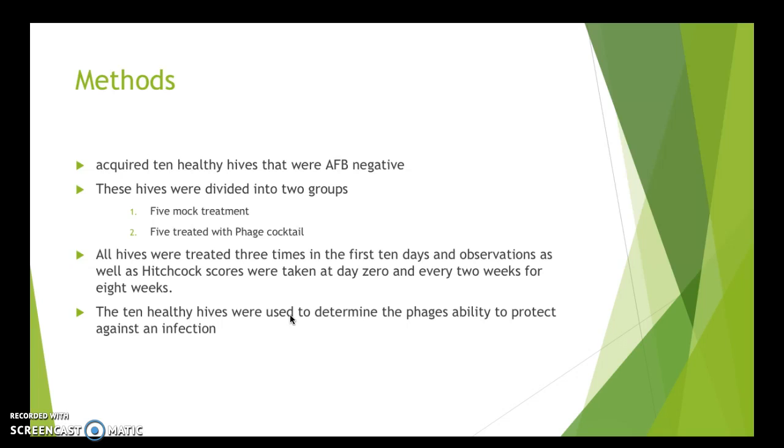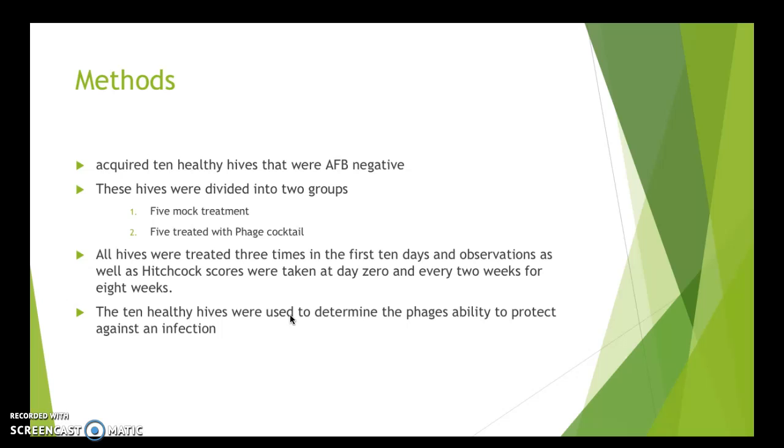Once the phage cocktail was made, the researchers acquired 10 healthy hives that were American foulbrood negative. These hives were divided into 2 groups. 5 were sprayed with the mock treatment of sugar water, and 5 were treated with the phage cocktail and sugar water. Both hives were placed near hives that were known to be infected with American foulbrood.